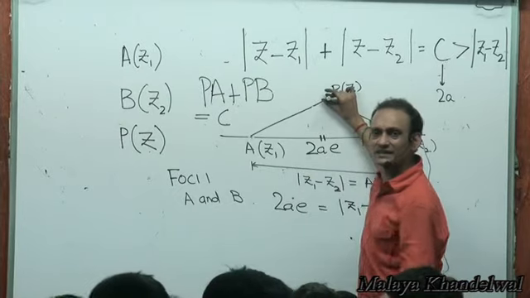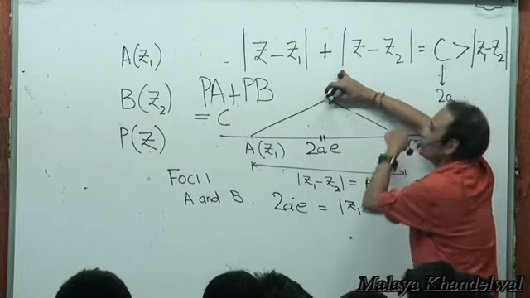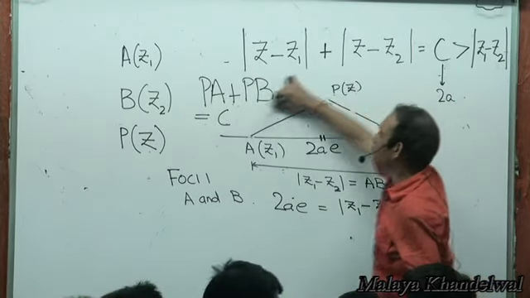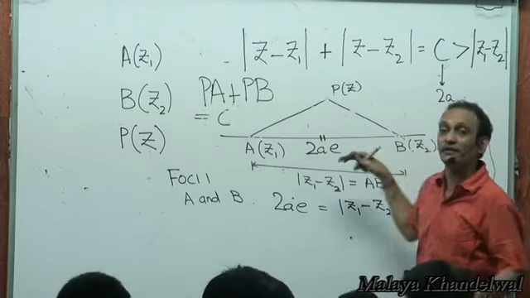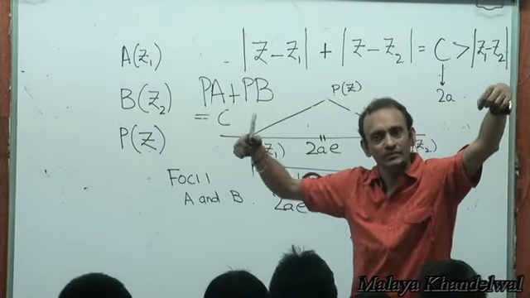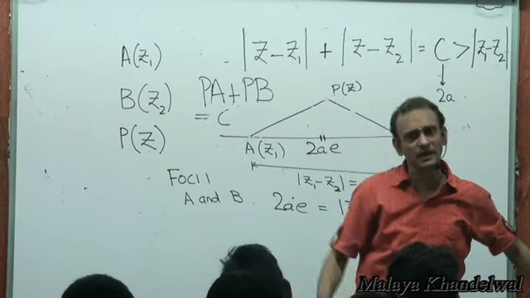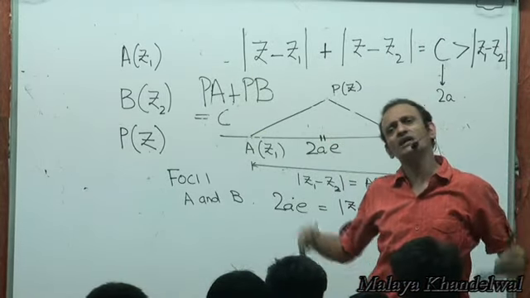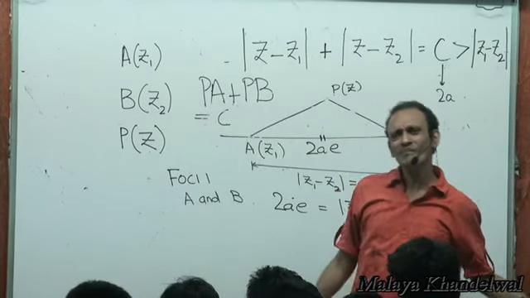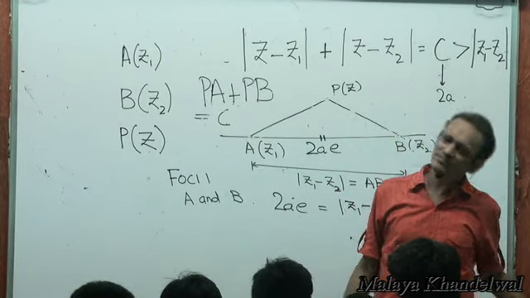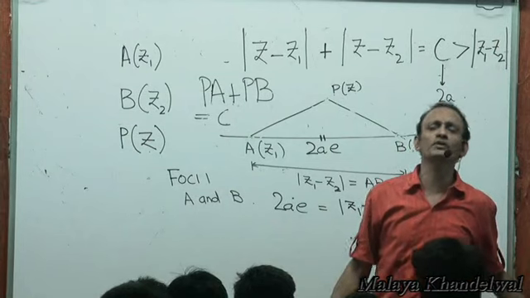Think of a pin and a thread connected to A, another pin at B and a thread connected to B. And if you choose to move P, keeping the threads taut all the time, then PA plus PB will remain constant and the path described by P will then be an ellipse. Actually, I started with my discussion on ellipse with this only. Yes, it will cover exactly all points that satisfy this.